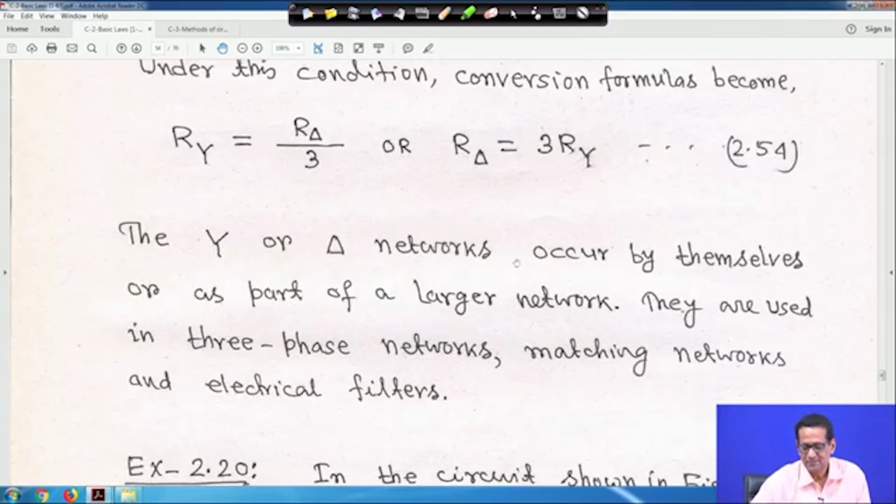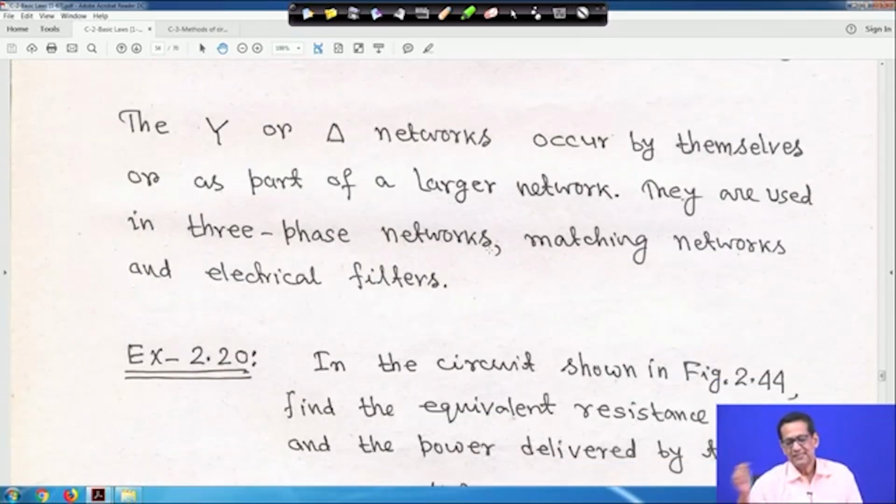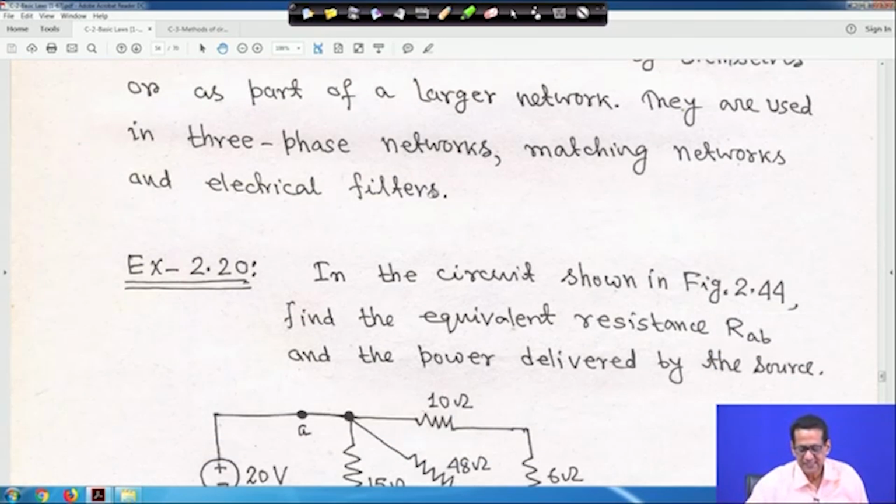So, star or delta networks occur by themselves or as a part of the larger network. They are used in 3-phase networks, matching networks and electrical filters, and when we run the 3-phase circuit, at that time of course we will see the star delta, right. So, next let us take one example.